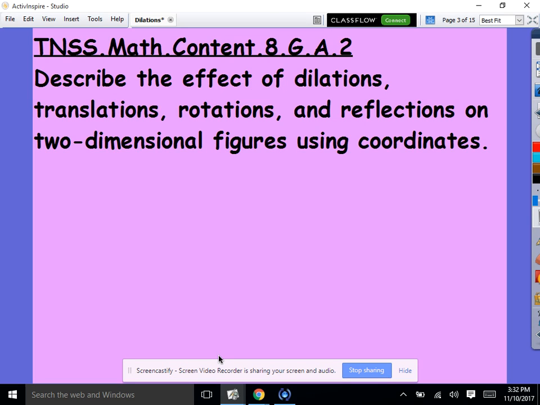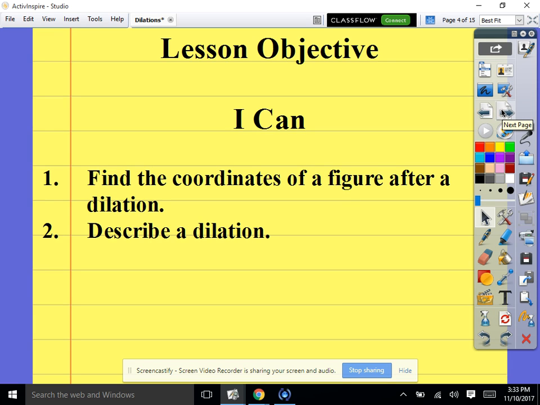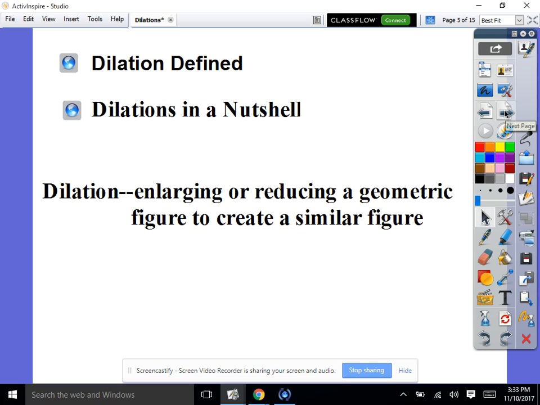Our Tennessee State Standard is to describe the effect of dilations, translations, rotations, and reflections on two-dimensional figures using coordinates. And today we are focusing on dilations. Your lesson objective: number 1, I can find the coordinates of a figure after a dilation. And number 2 is to describe a dilation. So you'll need to pause the video and write that down.